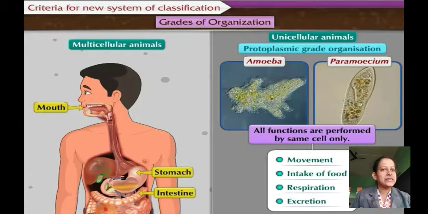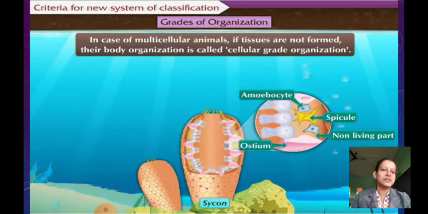Now, when there is no more than one cell, only one cell is there, this type of organization is also called protoplasmic grade organization. A protoplasm is nothing but a cell without a cell membrane and a cell wall. That means it will include what? Cytoplasm, the other cell organelles and the nucleus. So this protoplasm performs everything, and such a grade of organization is also called protoplasmic grade organization.